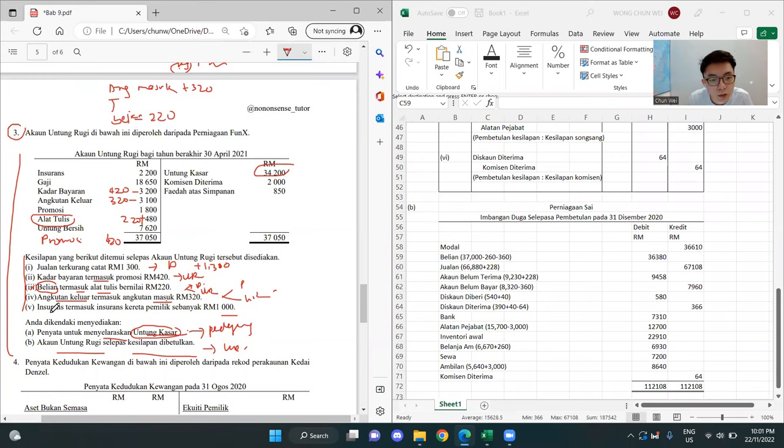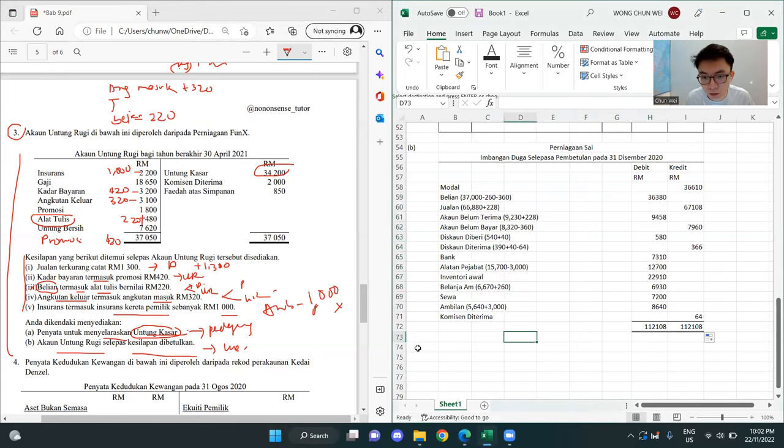Okay. Last one. Insurance termasuk insurance kereta pemilik sebanyak 1,000. This insurance kereta pemilik is ambulan lah. It's for yourself mah. So this insurance, I have to take out 1,000. So if there's an ambulan, I have to record as ambulan 1,000 lah. But here, do we have to record ambulan? Don't have to. Because we don't have to do penyata kedudukan kewangan. Correct.